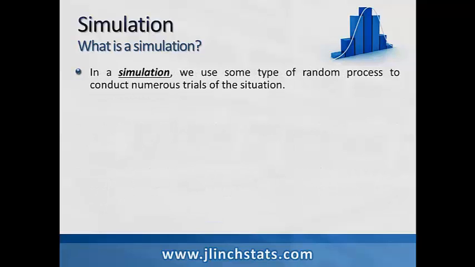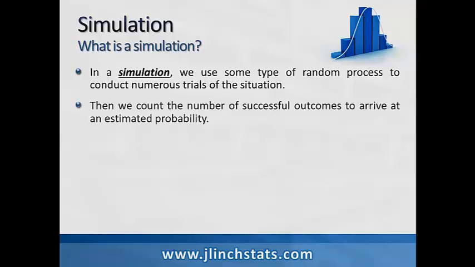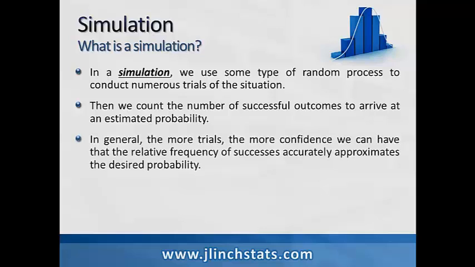Now, in a simulation, we use some type of a random process to conduct numerous trials of the situation. Then we count the number of successful outcomes to arrive at an estimated probability. Once again, that's an experimental probability, and running it several number of times, we come up with an estimate for the actual theoretical probability. In general, the more trials that we have, the more confidence we can have that the relative frequency of successes accurately approximates the desired probability that we want.